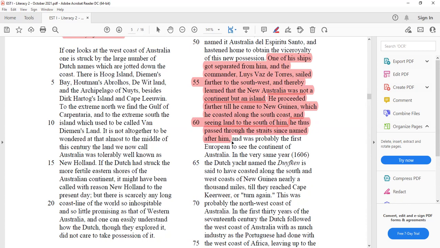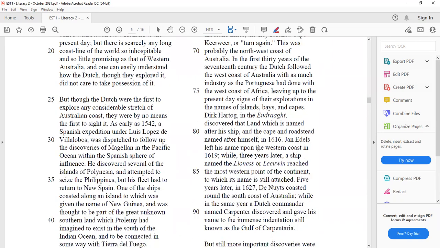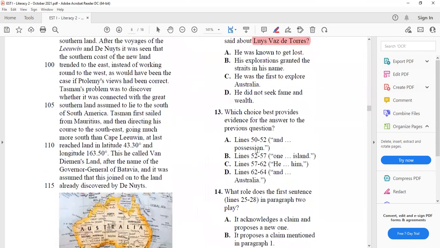Okay, after that from 62, from end till Australia, line 64. Okay, mister. And was probably the first European to see the continent Australia. So it's talking about the same man. So this can be right, this can be right, this can be right. So B, C, and D is right. How are we going to know which one is the right answer? If you paraphrase it and go up. He was known to get lost. No, the one that got lost is the one before him, not this one.